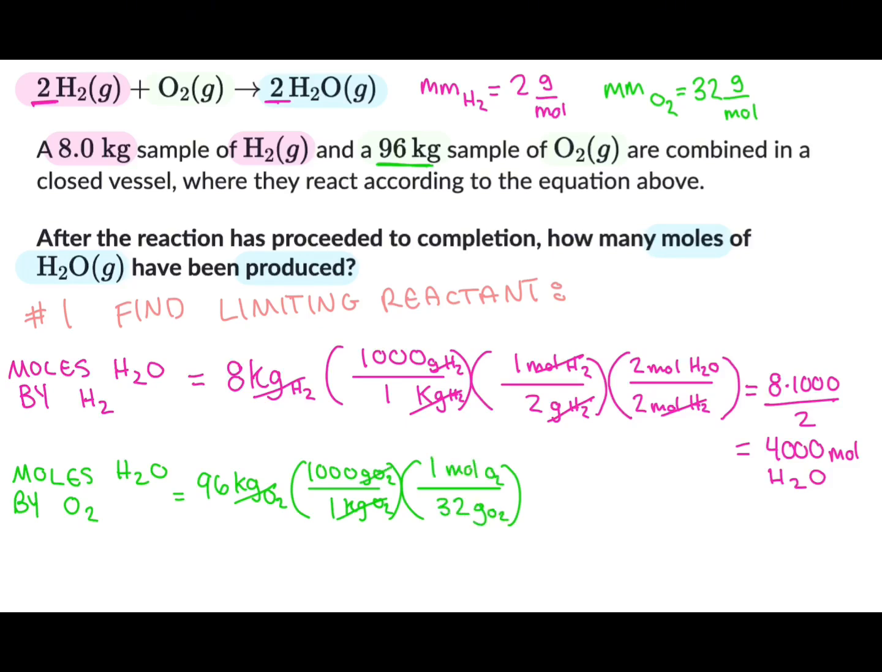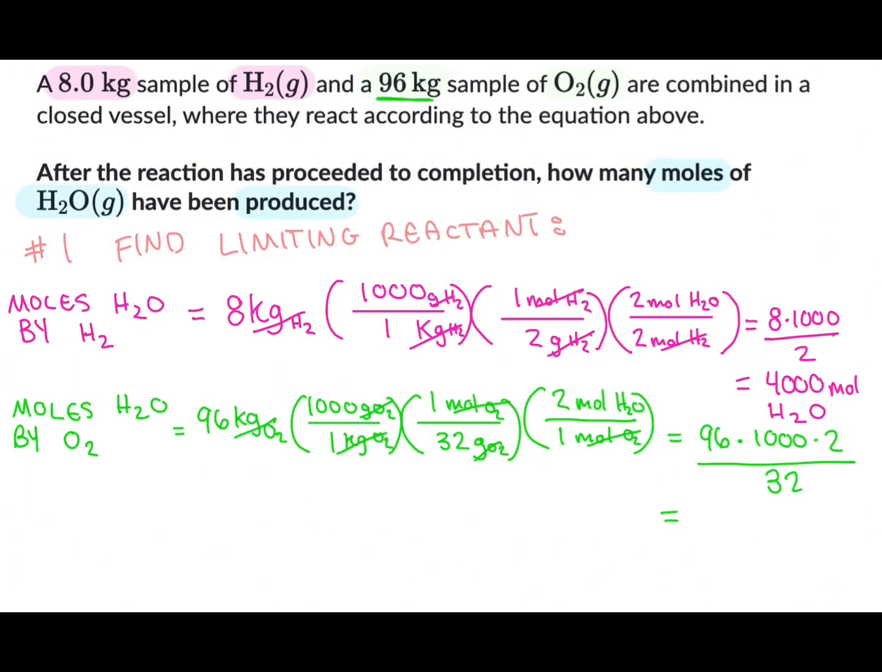Lastly, we need to multiply by the mole ratio, which in this case is 1 to 2, because there's 1 mole of O2 for every 2 moles of H2O, similar to our margarita example. Cancel the units, and this results in 6,000 moles of H2O.